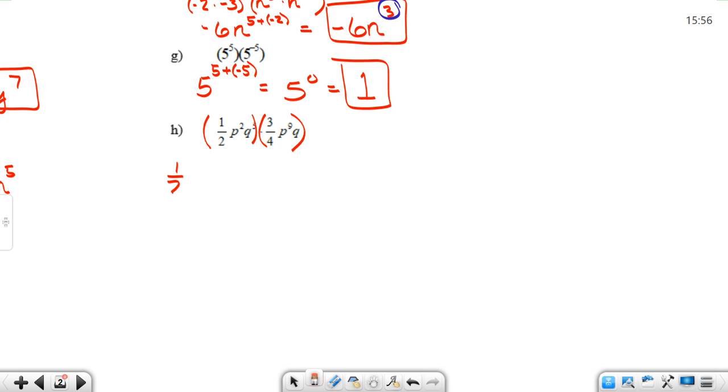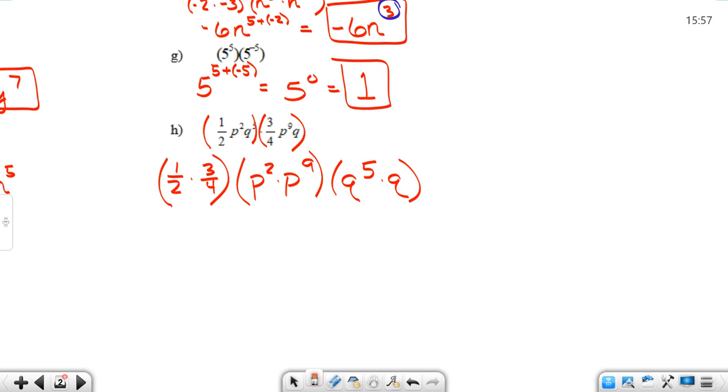So I'm going to go ahead and just group these up. So I've got my coefficients of 1/2 and 3/4. Then I've got p squared times p to the 9th. And then I've got q to the 5th times q. And now we're just going to go ahead and simplify. 1/2 times 3/4, guys, that's 3/8. Here I'm going to have p to the 2 plus 9. And then I'm going to have q to the 5 plus 1.